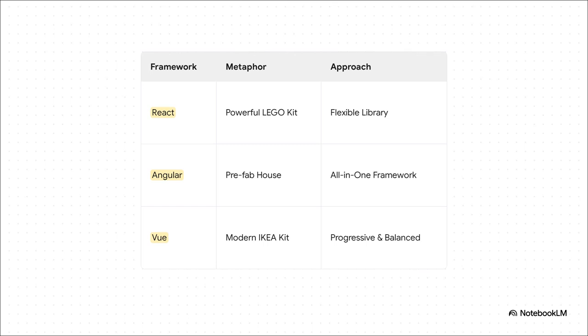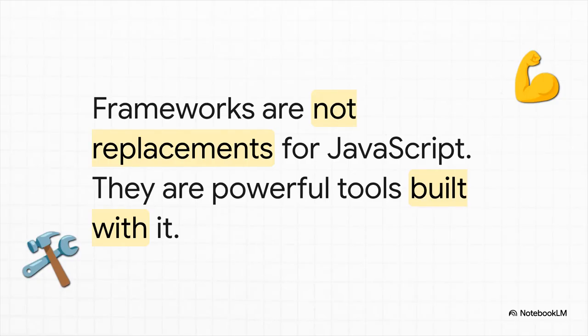First, you've got React. Think of it as the powerful Lego kit. It gives you these incredible flexible building blocks, but it expects you to bring your own tools for some other parts of the job. Then there's Angular, which is the full prefab house. It's an all-in, opinionated system where a lot of decisions are made for you, ensuring everything just works together. And finally, you have Vue, which is like the modern IKEA kit. It's approachable, very easy to get started with, and offers a beautiful balance by including a bit more out of the box than React.